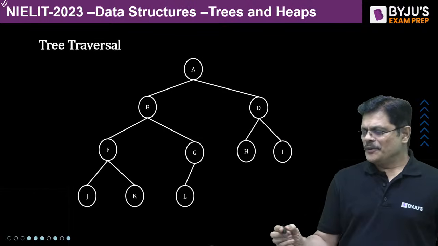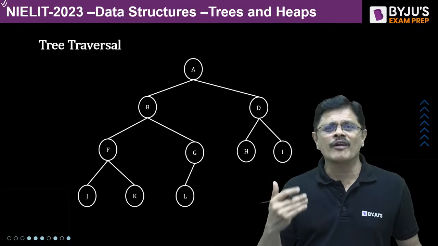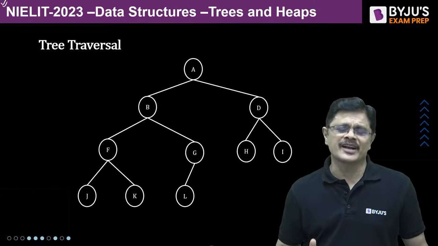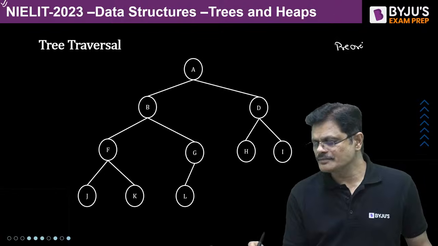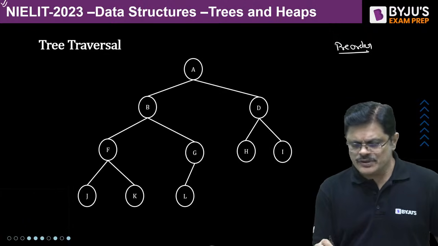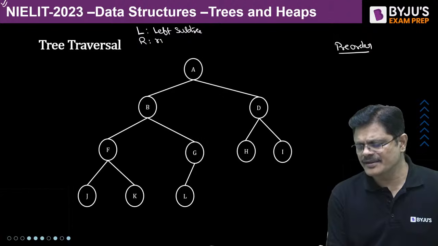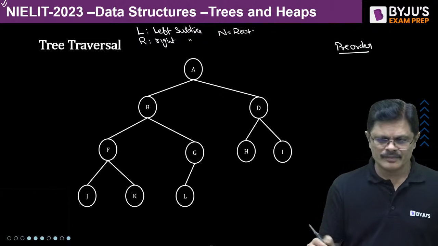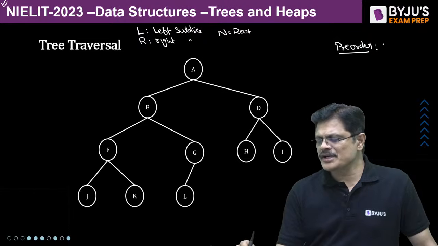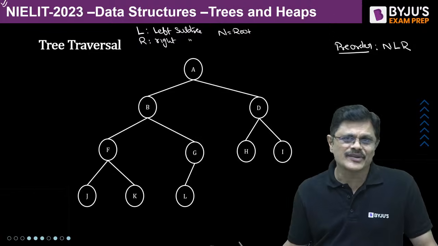And for that, we have the following standard tree traversals. Tree traversal means the standard order of visiting the nodes of a binary tree, my dear friends. The standard order would be pre-order. Here I will be using L for left subtree, R for right subtree, and N for root node. In pre-order, first we visit the root node, then the left subtree recursively, then the right subtree recursively.